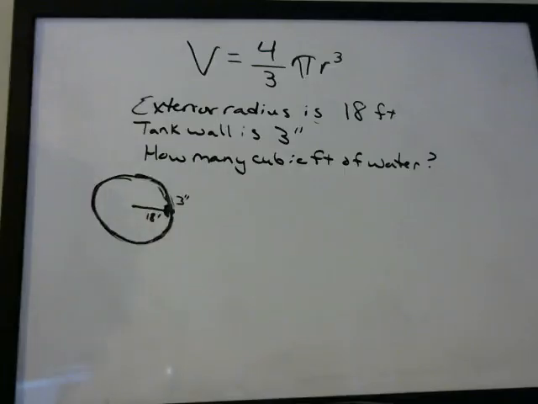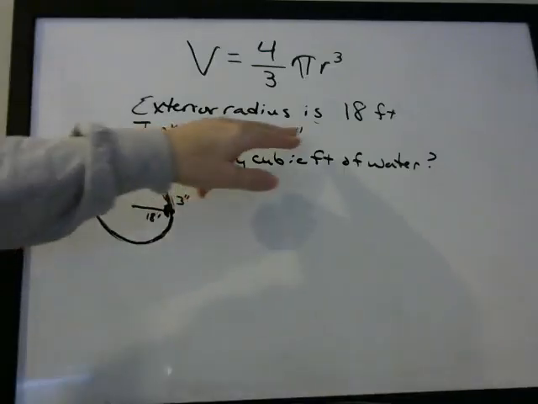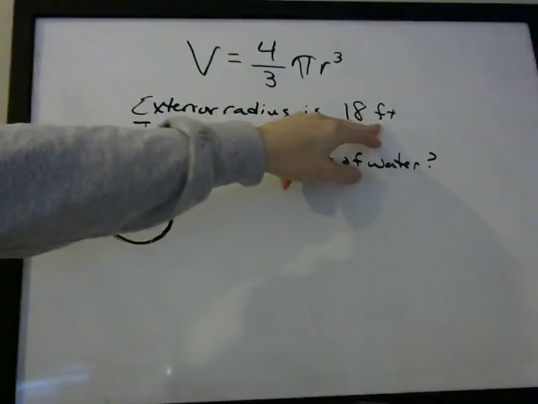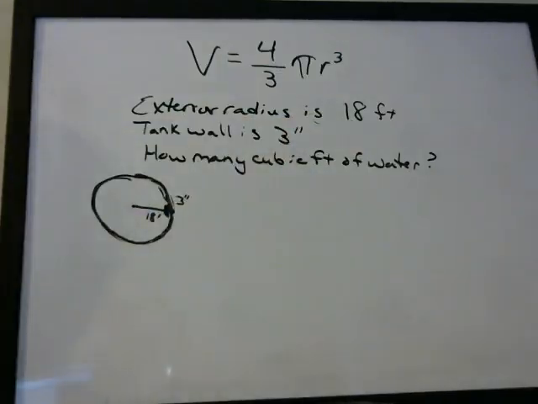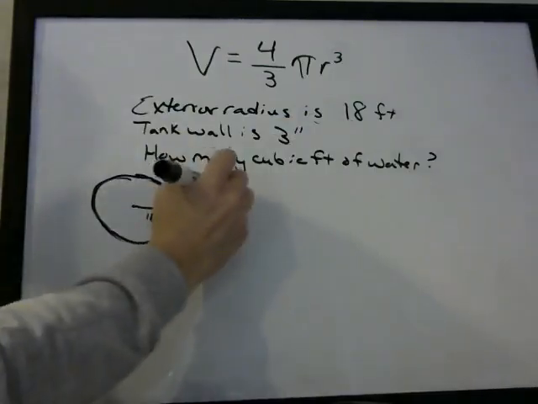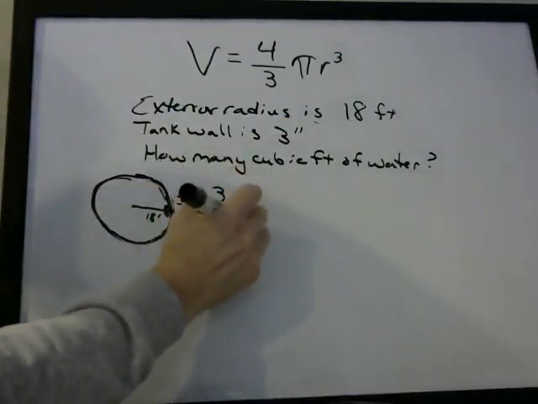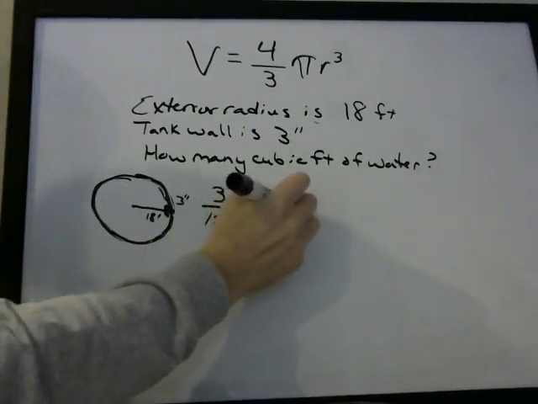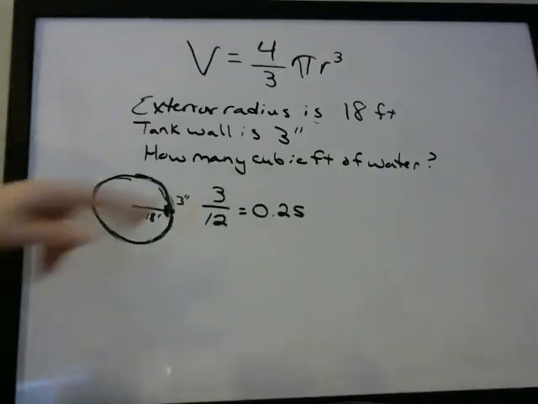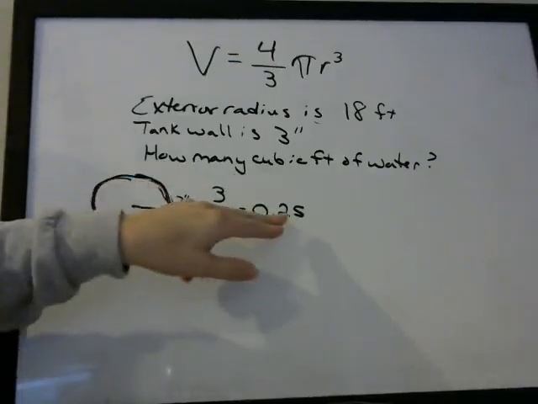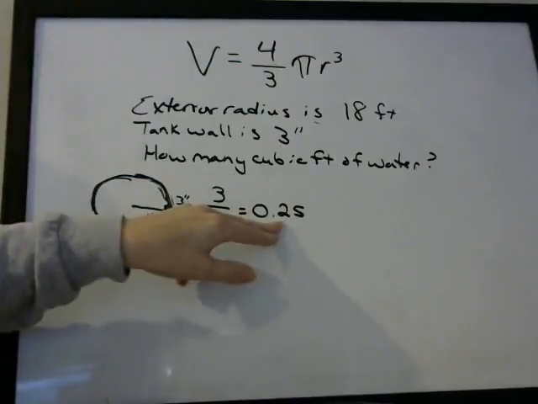So how are you going to do that? Here we have inches, here we have feet. Now our final answer is going to be in feet, so we want to put everything in feet. 3 inches is how many feet? Well, there's 12 inches in 1 foot, so all you do is divide by 12. 3 divided by 12, you put that in your calculator, and you get 0.25. So 3 inches is really 0.25 feet.